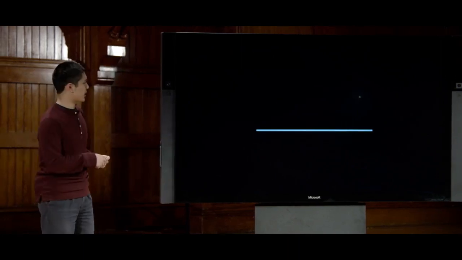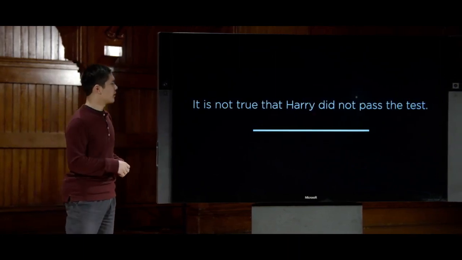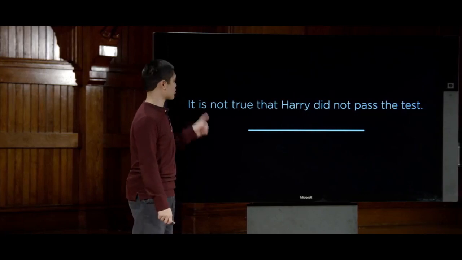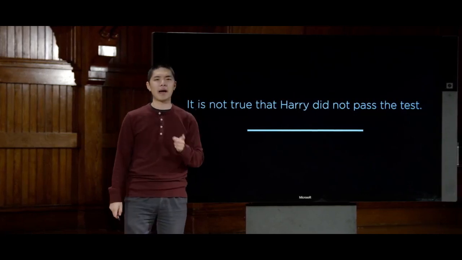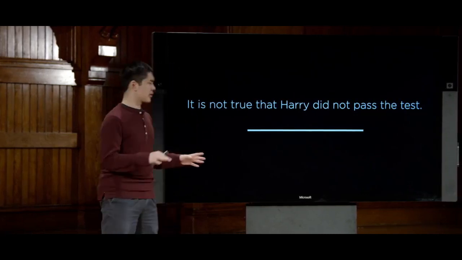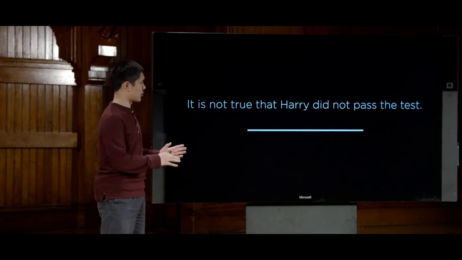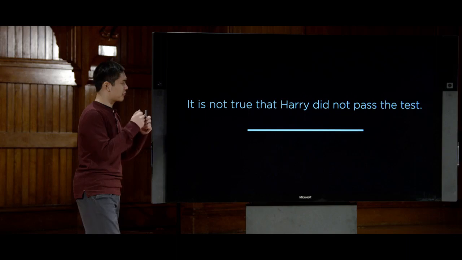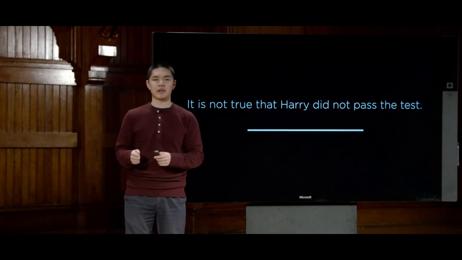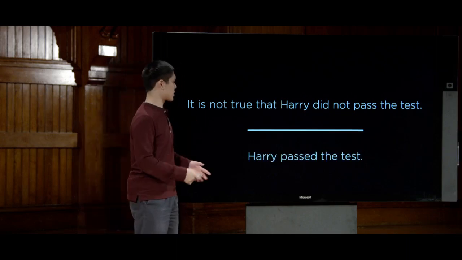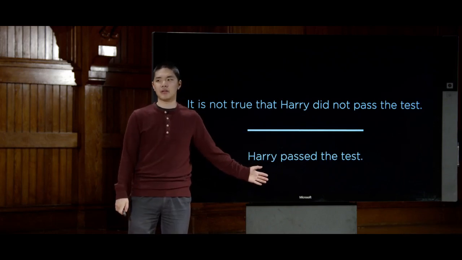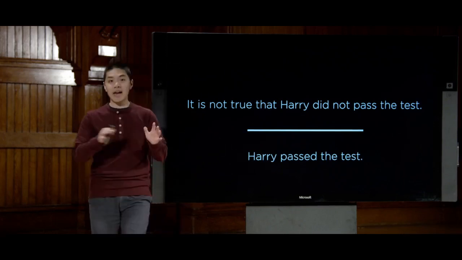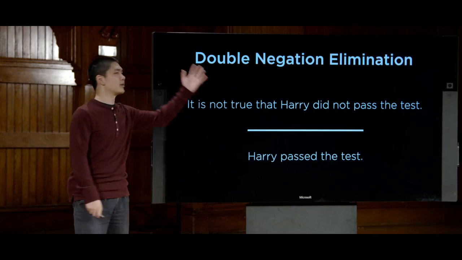In addition to that, let's take a look at another example of an inference rule. Something like, it is not true that Harry did not pass the test. Bit of a tricky sentence to parse, I'll read it again. It is not true, or it is false, that Harry did not pass the test. Well, if it is false that Harry did not pass the test, then the only reasonable conclusion is that Harry did pass the test. And so this, instead of being and elimination, is what we call double negation elimination.